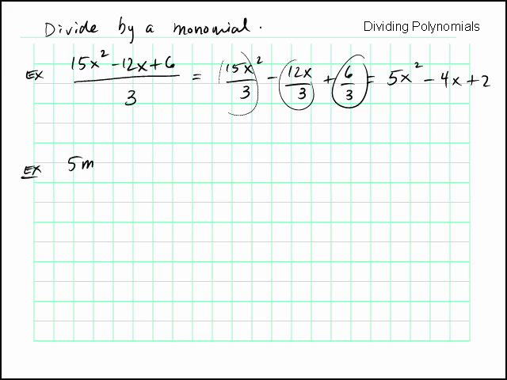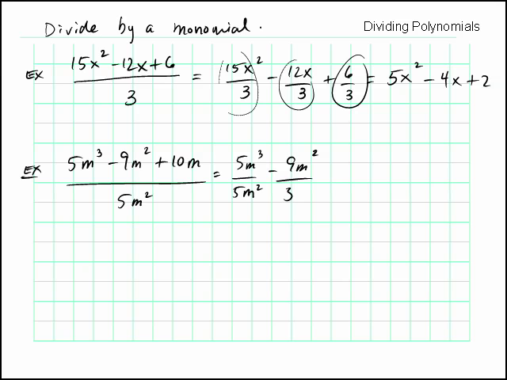Next example, 5m cubed minus 9m squared plus 10m. And I'm going to divide that by the monomial 5m squared. So just like the previous example, I'm going to split this up, put that 5m squared under each term, like that, and like that.